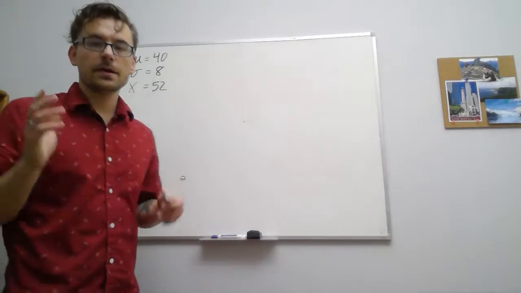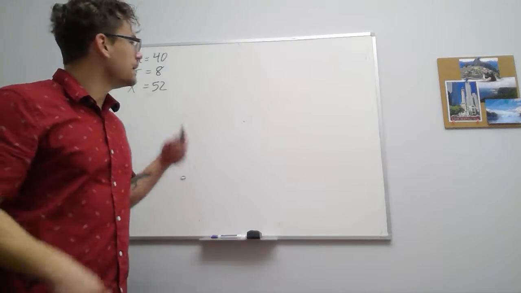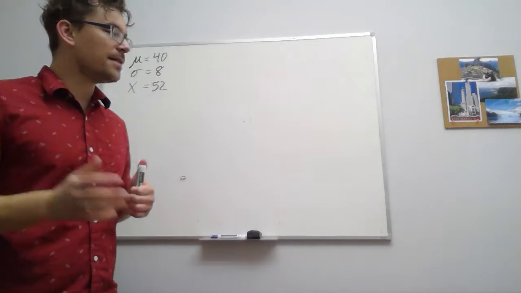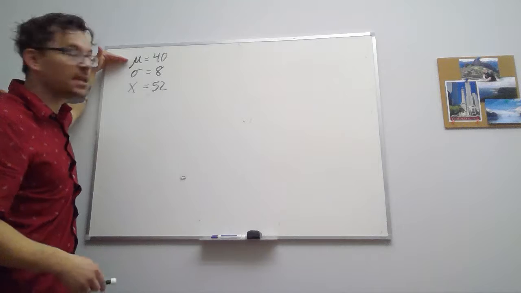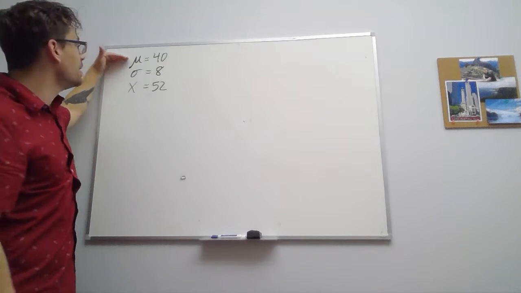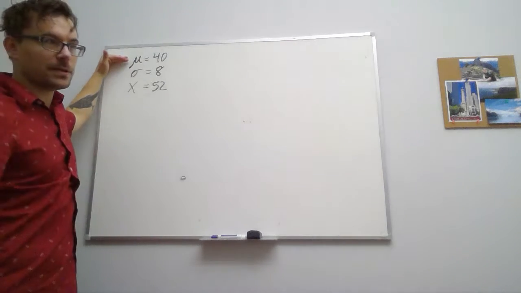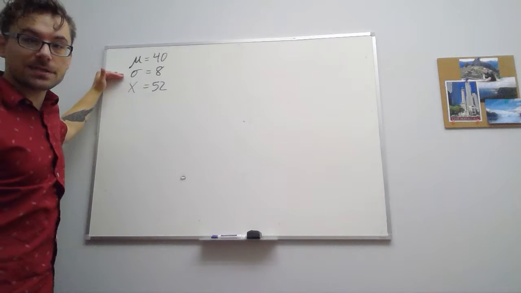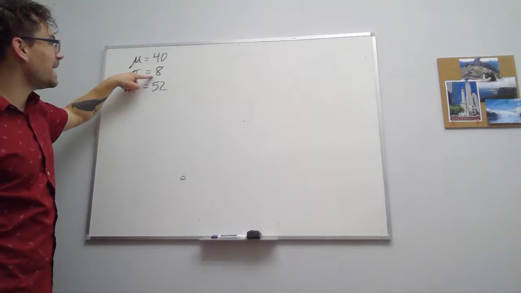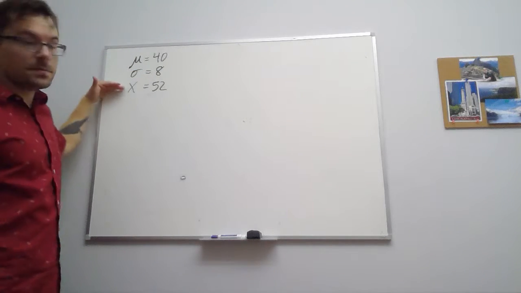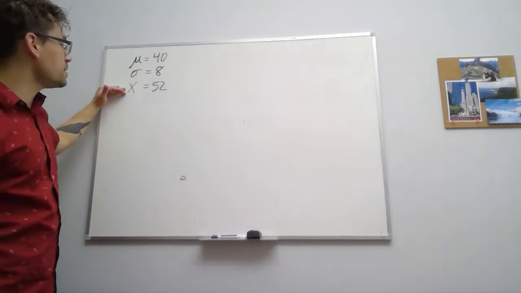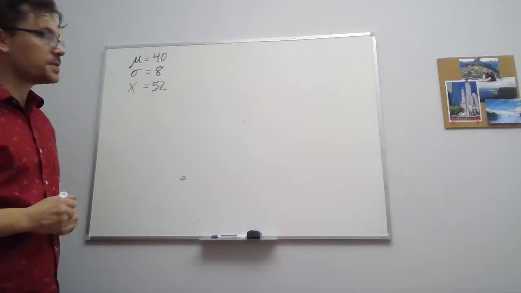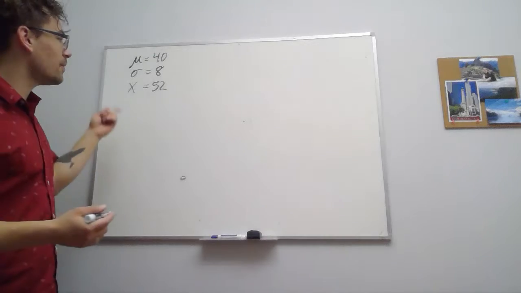Okay, so I wanted to take a look at talking through this normal curve stuff. Suppose we have a mean mu of 40, and a standard deviation sigma of 8. If we have a single observation of 52, we might first want to find a z-score. So this is standardizing our observation.